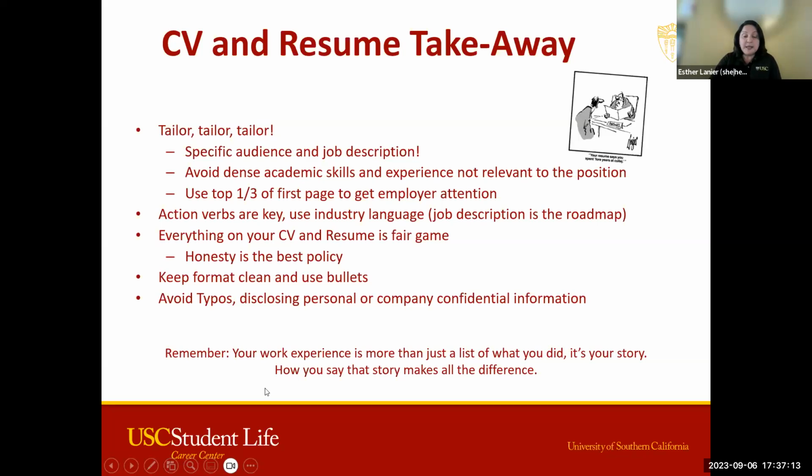Just remember too that your work experience is more than just a list of what you did. Don't just tell me that you're good. By default, I will assume that you're good, right? It's your story. So tell me why your story makes sense, and why it makes a difference for me to consider you. Okay, there are 2 questions in here.